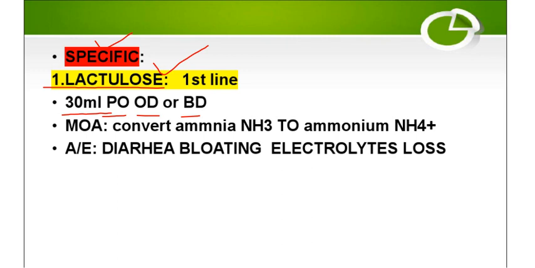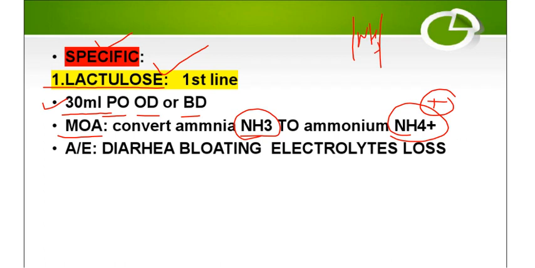Now this is given. What is the mechanism of action? It converts ammonia to ammonium. NH3 is neutral, NH4 is a charged ion. When in the intestine you have the NH4 or charged ion, it is not absorbed from the intestine, it is excreted in the feces. So lactulose converts ammonia to ammonium, so it is not absorbed, so we decrease the input of the ammonia. That is why it is very helpful.